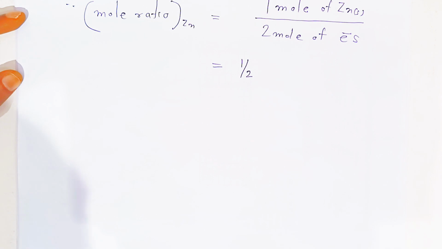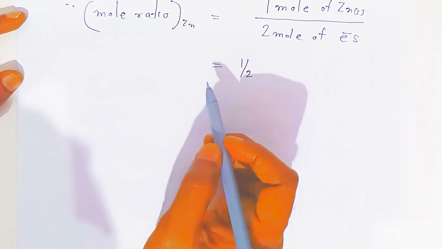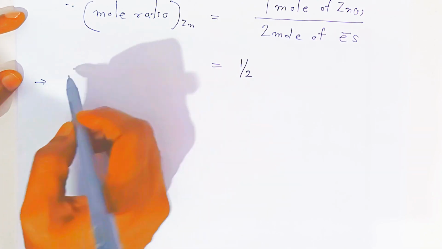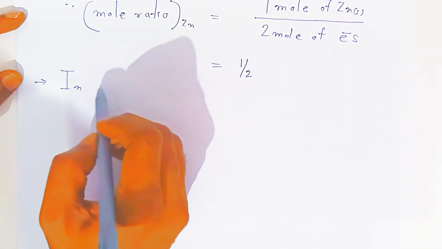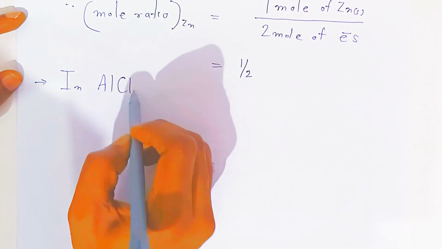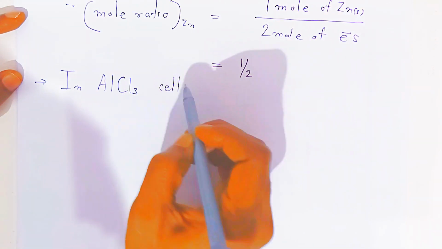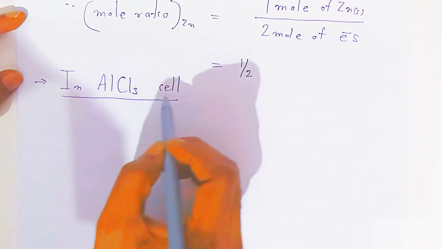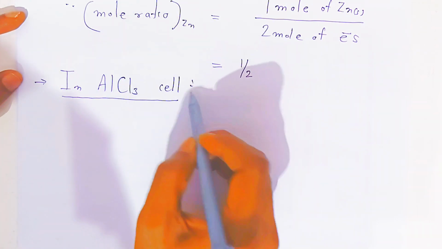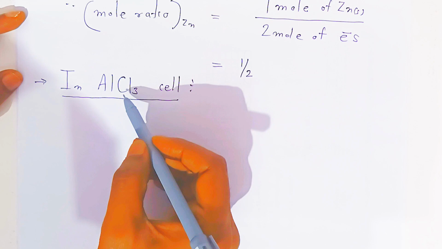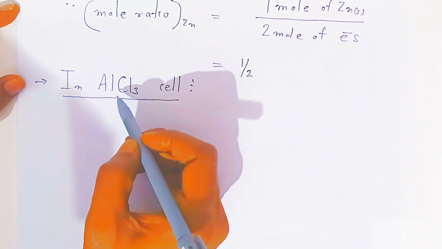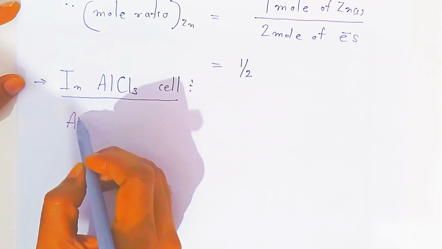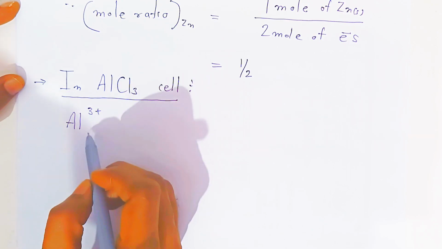Once you know the mole ratio students, it is very important. For that only I am doing this. Now what happens students in the second cell? Now when you are talking about the aluminium trichloride cell students, when aluminum is in contact with aluminum trichloride solution, we call this cell the aluminum trichloride cell. What is happening students when the current passes in aluminum trichloride solution? In aluminum trichloride solution, aluminum will always be present as Al3+ aqueous.